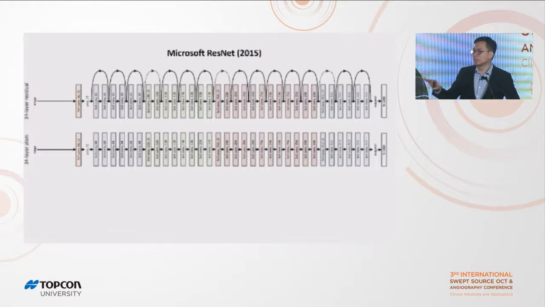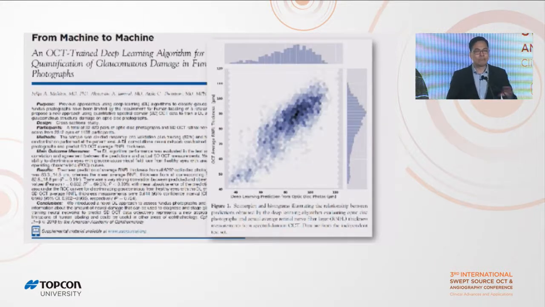And again, this paper used the Microsoft ResNet. Again, it's another type of CNN. And what they found is that they observed a pretty high correlation between the predicted nerve fiber thickness and the actual measured retinal nerve fiber thickness. And the coefficient of determination in this analysis is about 0.7. That means 70% of the relationship can be explained by this linear relationship.